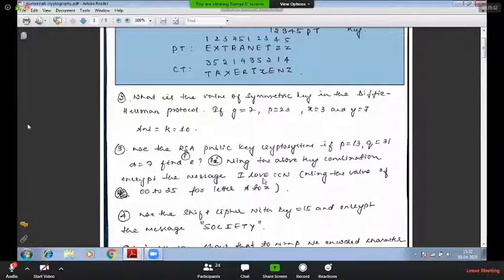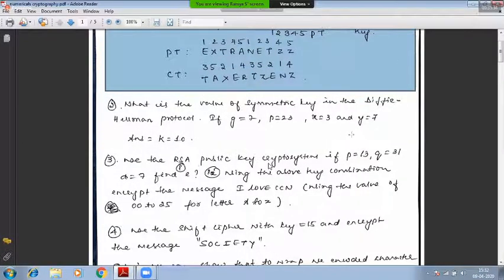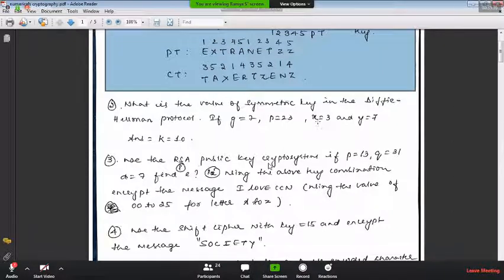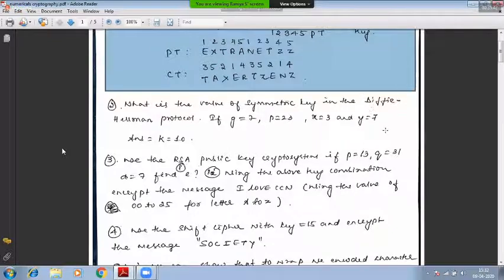Yes, what is X? X is the private key of user A, and Y is the private key of user B. So he's asking you to find the key exchange between the sender and the receiver. I hope you remember the formulas. Use the formula and try to find the value of K. Probably I'm circulating this, so please go with the simple calculation, and of course the answer for K is 10.